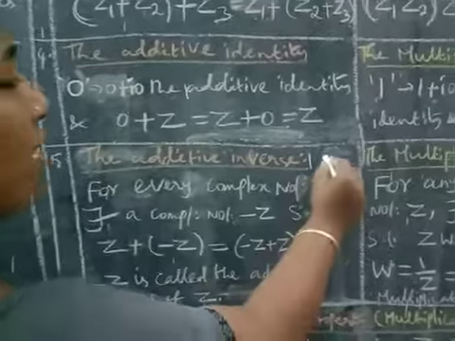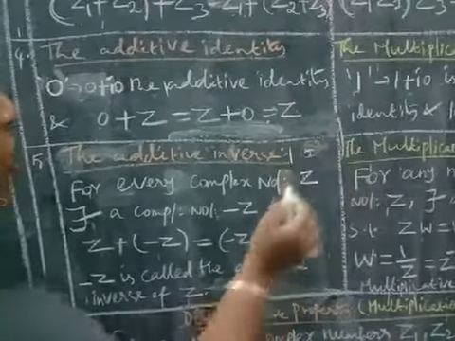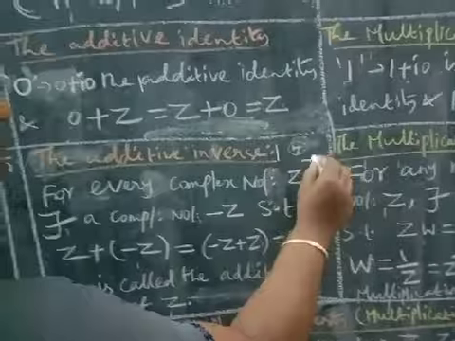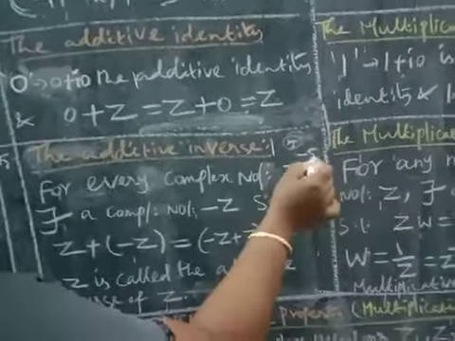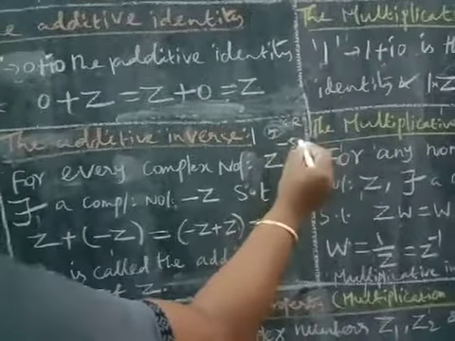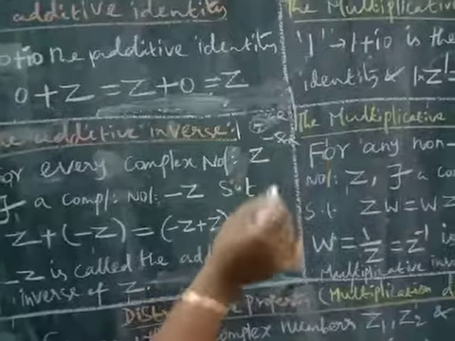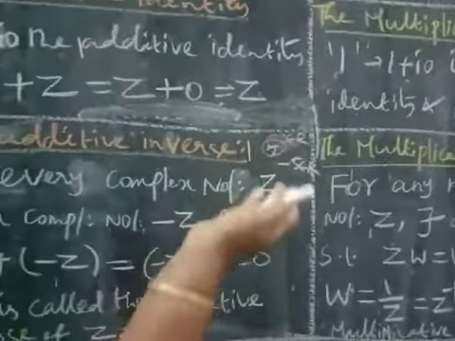Okay. Then next, additive inverse. Generally in real numbers, consider 5. What is the negative of 5? Minus 5. See, the negative of 5 is minus 5. 5 belongs to R and minus 5 also belongs to R. So this is a real number.